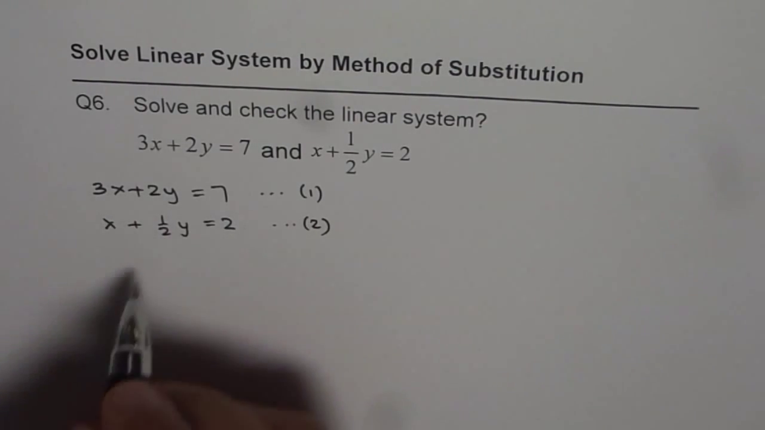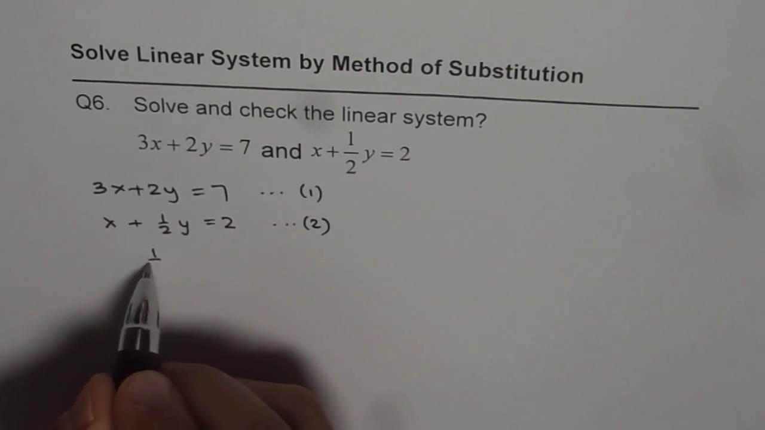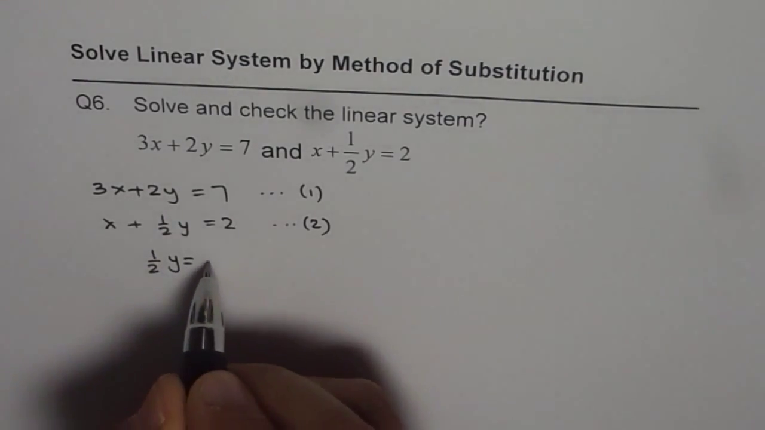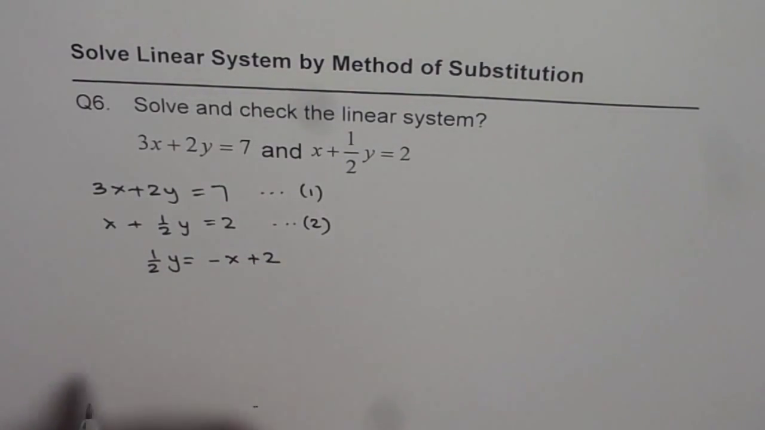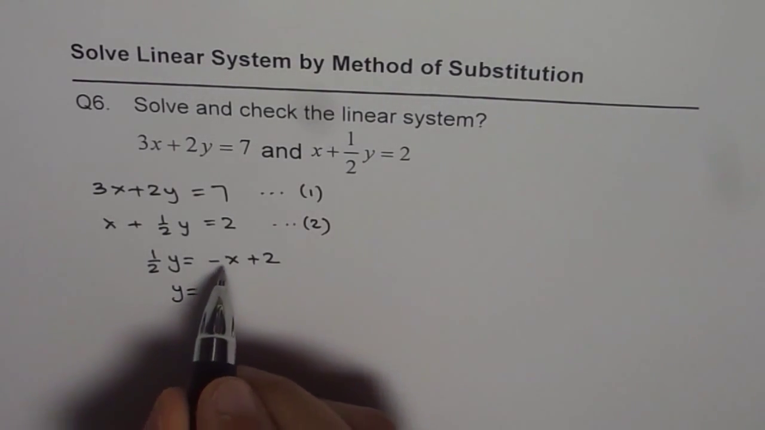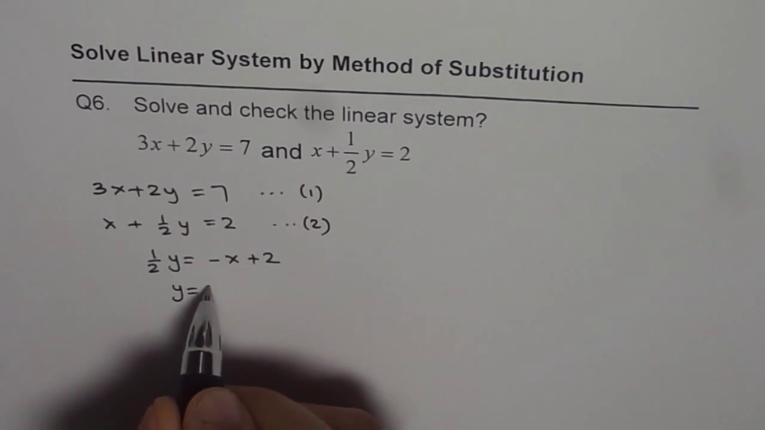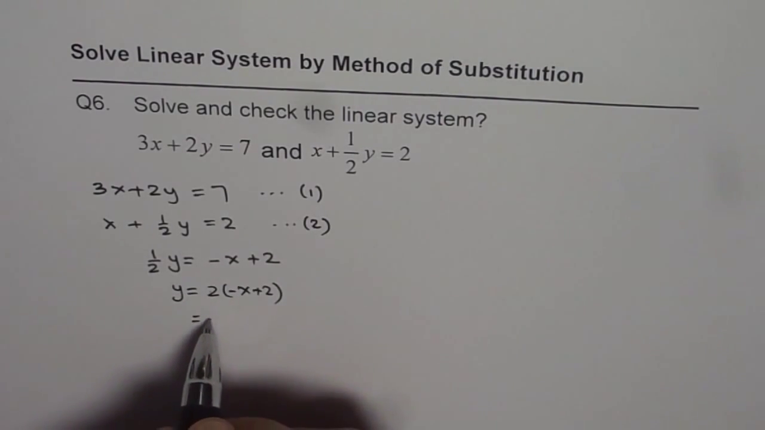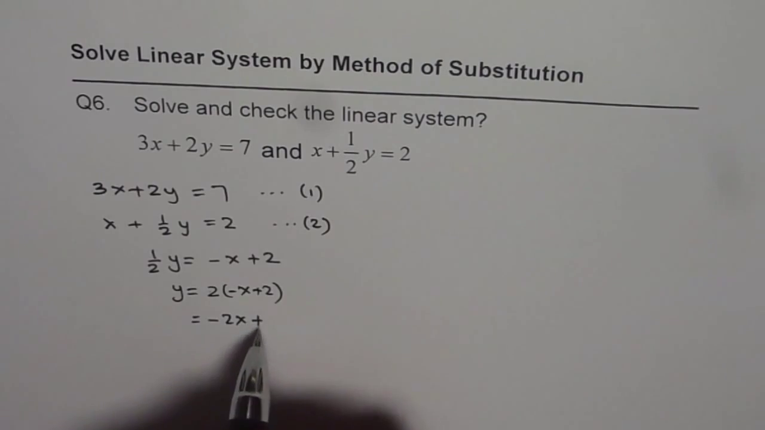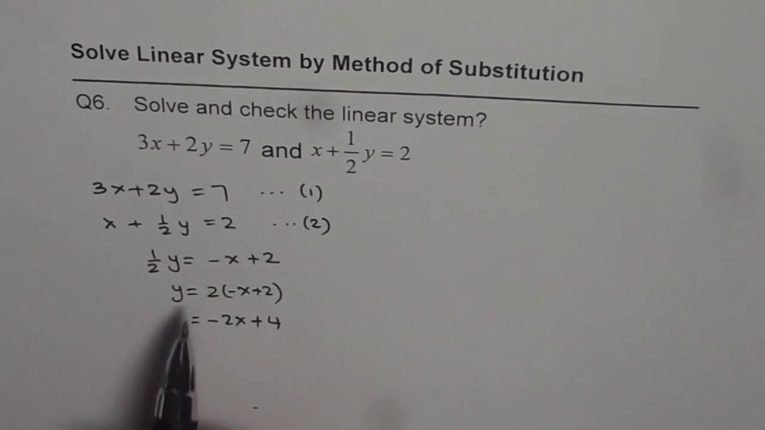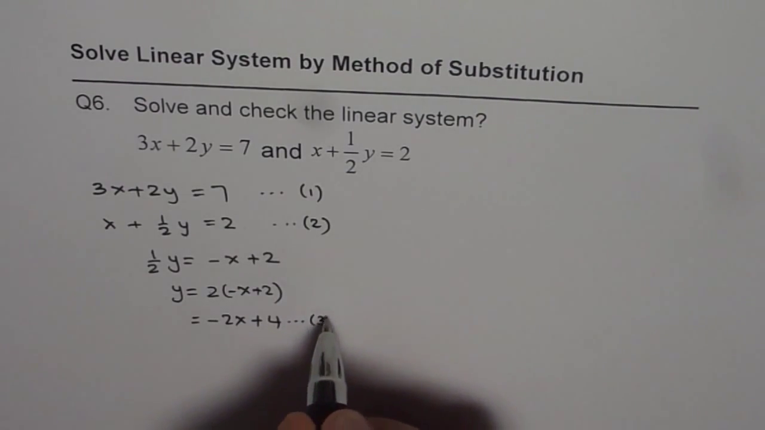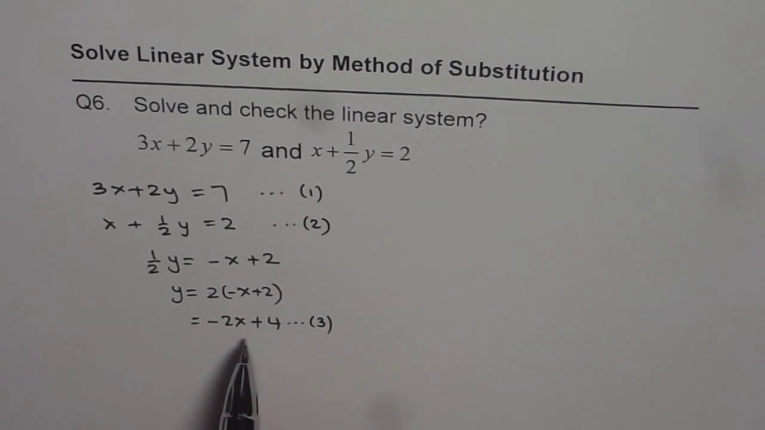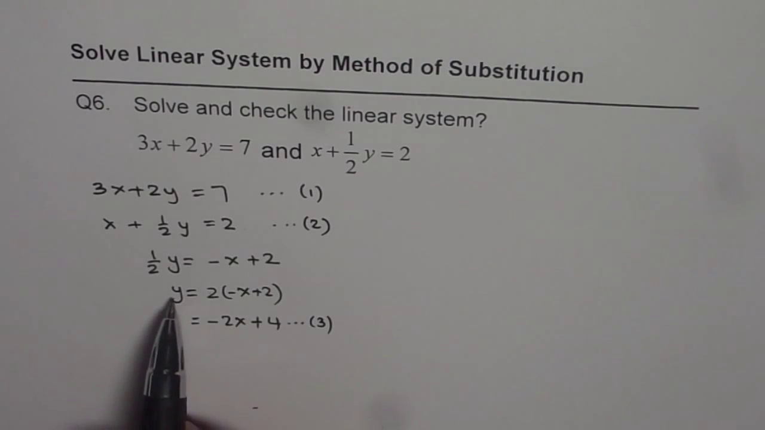So from equation number 2, we can write half y equals minus x plus 2. And therefore y is equal to 2 times all this. That means 2 times minus x plus 2, which equals minus 2x plus 4. So that becomes the value of y. We'll call this equation number 3. Equation 3 will be used to find the value of y once we calculate the value of x.